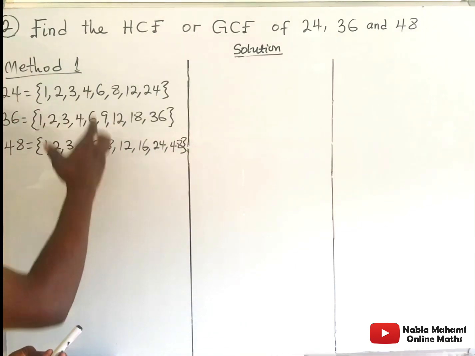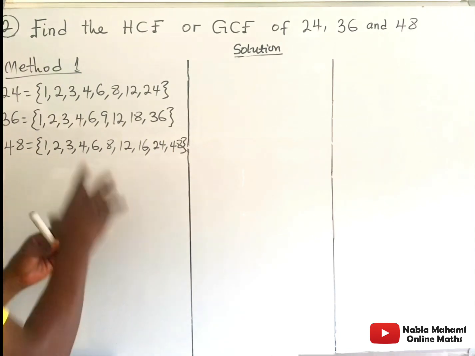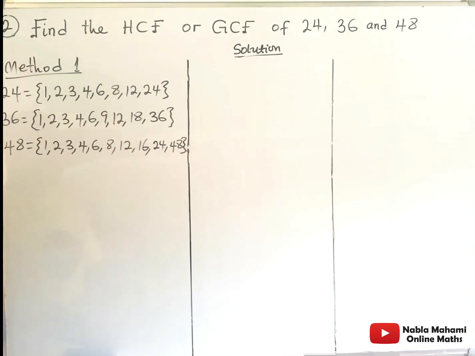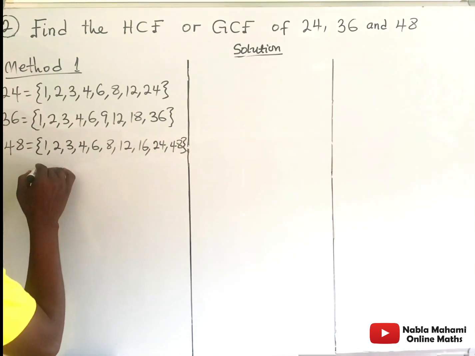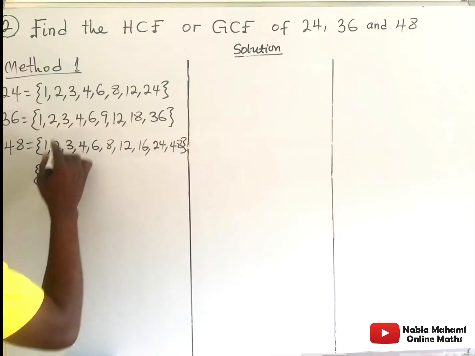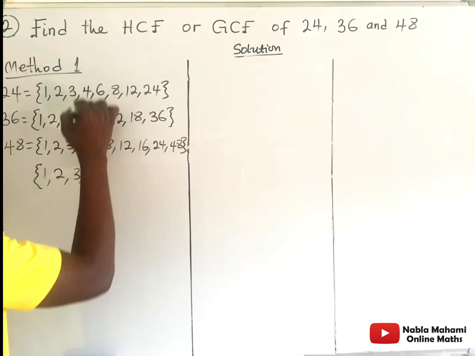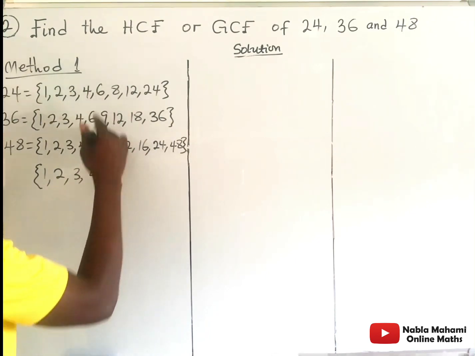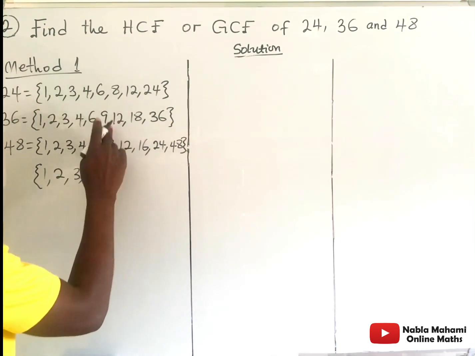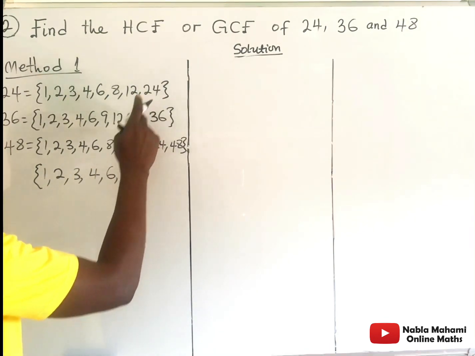After this, you will now look through all these three sets and pick the common numbers that are in all these three sets. So you can see that in the intersection of these three sets, I have 1 throughout, 2 is also there, 3 is also there, 4 is appearing through, 6 is there throughout, here 8, but here no 8. I have 12 going through all the three sets. Here 24, no 24 here.